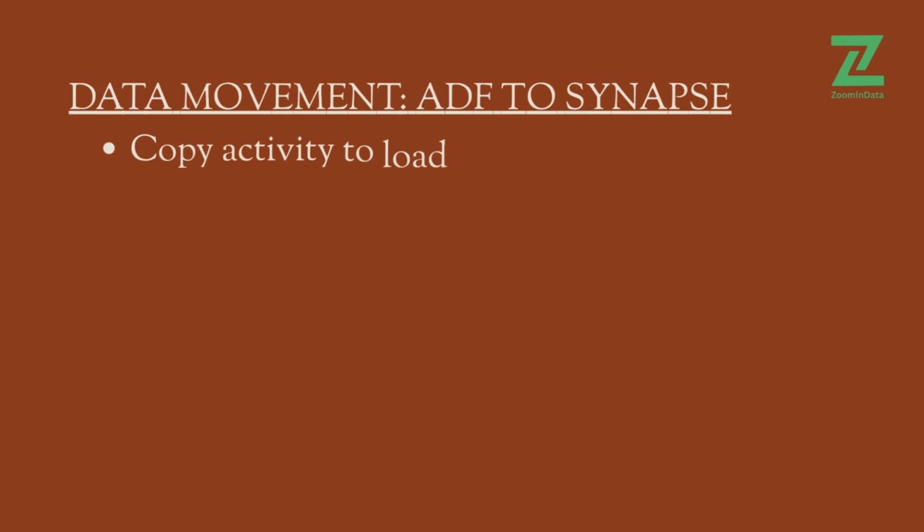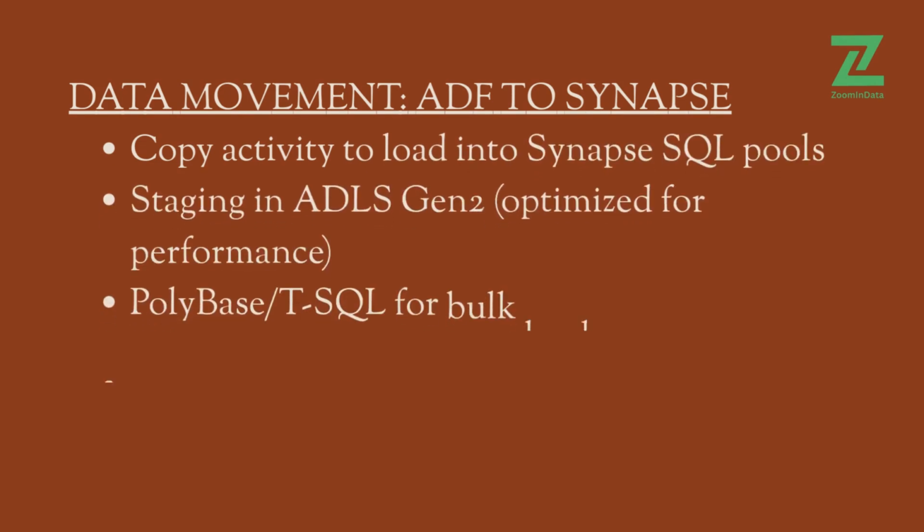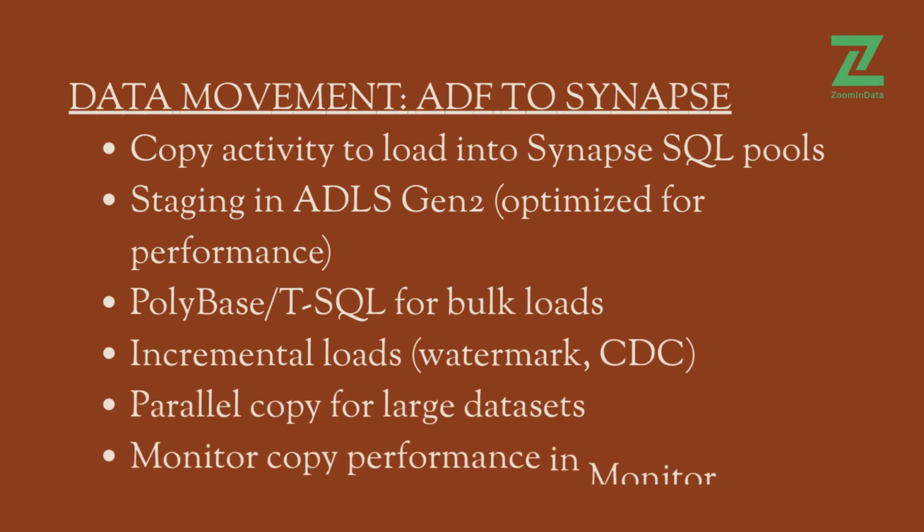For data movement, use ADF's copy activity to ingest data directly into Synapse SQL pools. Stage data in Azure Data Lake Storage Gen 2 for faster loads. Leverage Polybase or T-SQL for efficient bulk operations. Implement incremental patterns like watermarks or change data capture to avoid full reloads. Enable parallel copy for handling large volumes quickly, and track performance metrics right in the Monitor Hub.